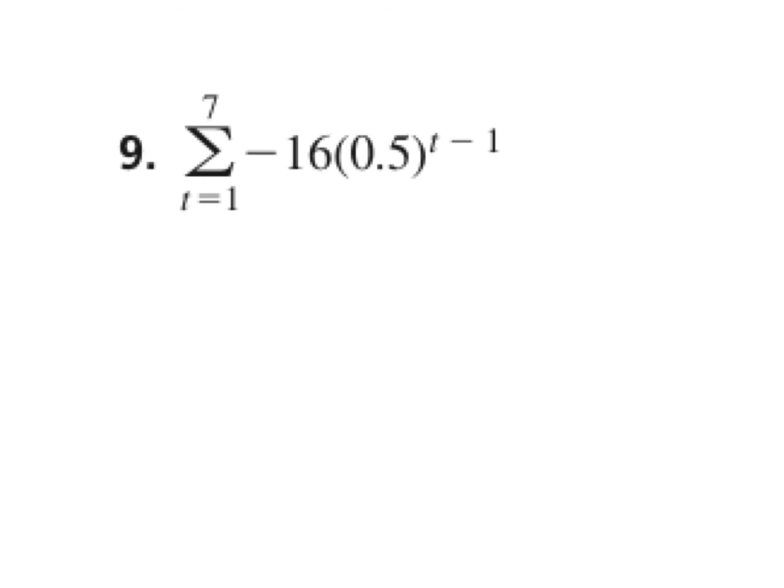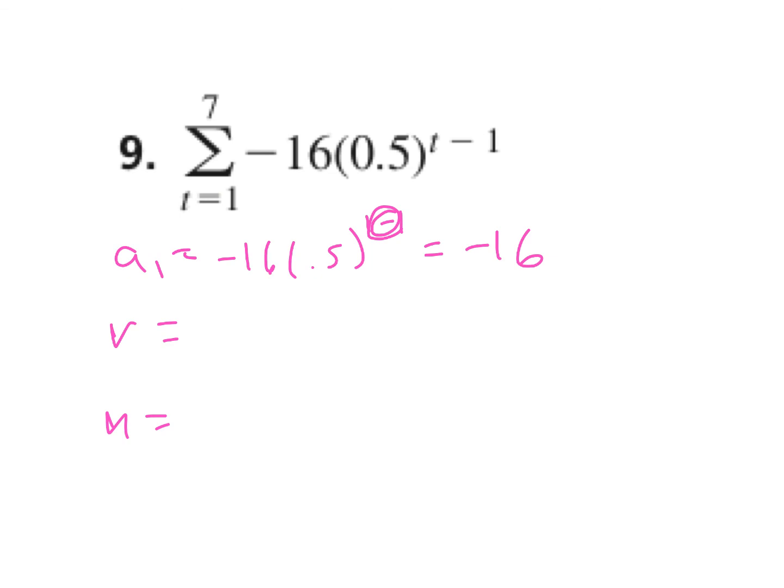All right, let's do number 9. So we need to find our a sub 1, our ratio, and our number of terms. How do we find a sub 1? Plugging 1 into t. So negative 16 times 0.5 to the power of 1 minus 1. What do we get? 0. This becomes 0, but 0.5 to the power of 0 is just 1. Negative 16 times 1 is negative 16.